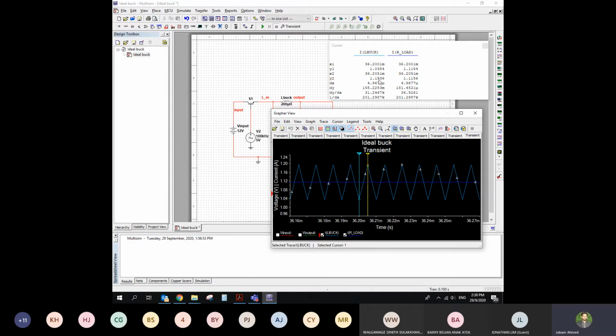So if you subtract it, you can find the current ripple. And IR load is almost constant. There is a slight deviation here, but almost constant. So 1.115 we can assume is the fixed value. So the total ripple divided by the IR load is the percentage of the ripple that we can find out from this graph. So that's how we design the parameters here in a buck converter.